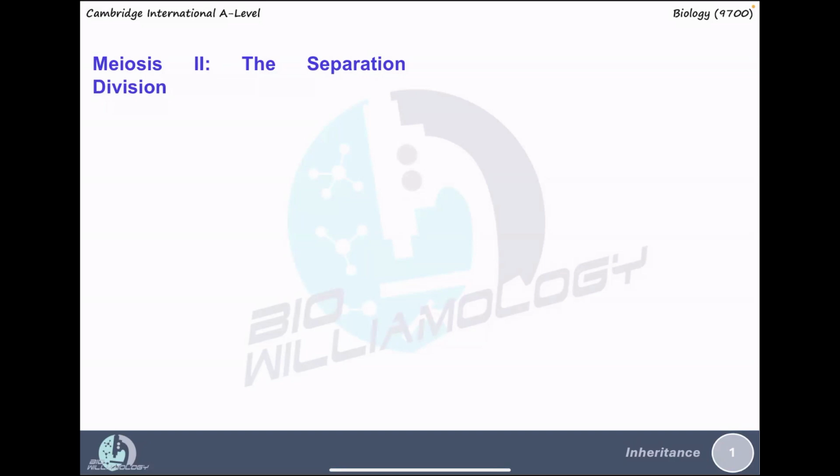In the previous lesson, meiosis part 2, we explored meiosis 1, the reduction division. In this lesson, we will continue to explore meiosis, which is meiosis 2, the separation division. Let's get started. Meiosis 2 is the second division of meiosis following meiosis 1.